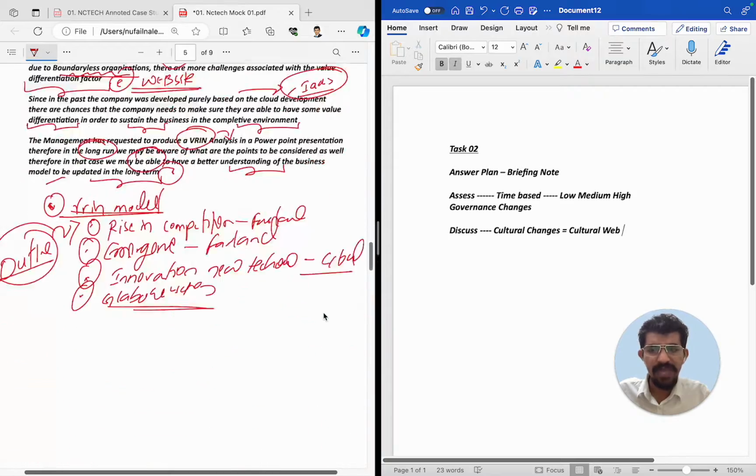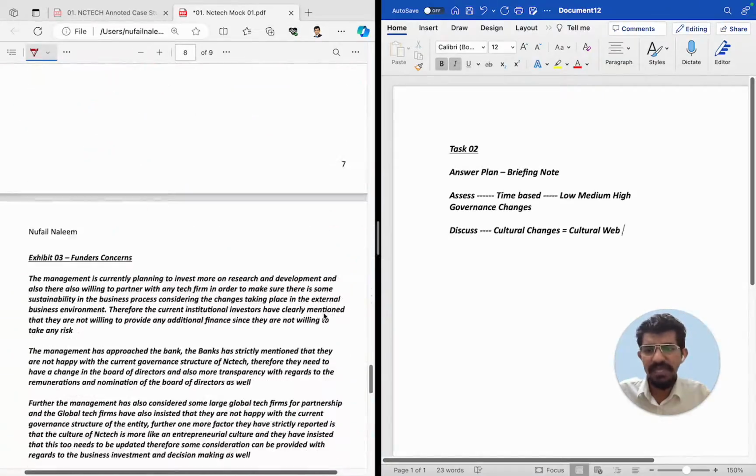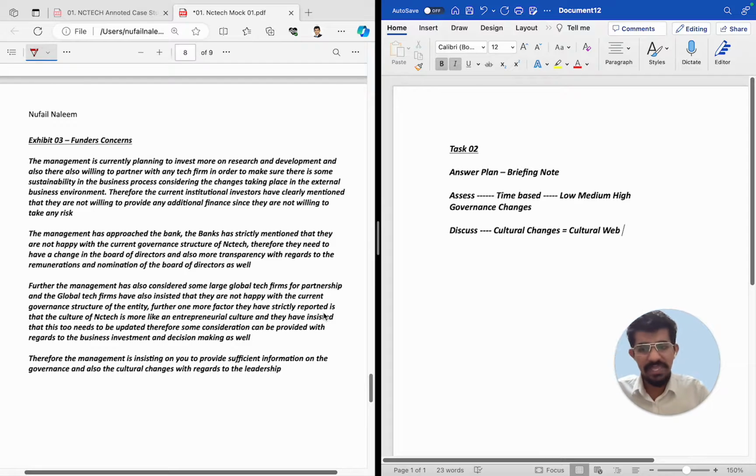Now students, what we have to do now is effectively go to Exhibit Number 3. Founders' concern: the funders, the people who are effectively giving money to the organization. The management is currently planning to invest more in research and development, as you are aware, and there is also a willingness to partner with any tech firm in order to make sure there is some sustainability in the business process, considering the changes taking place in the external environment.